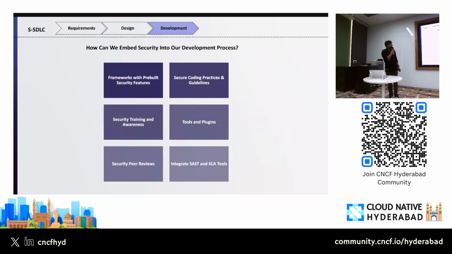Okay, next is development. When it comes to development, first I'll talk at a high level about what security practices we can integrate before or during development. One is having frameworks with pre-built security features. We have many frameworks available in the industry, like ASP.NET, Django or Spring Boot. All of these come with inbuilt security, so we have to use those. We don't have to build all the security features from scratch, because they're already available. So using that is very important.